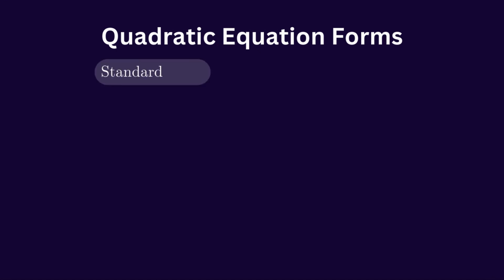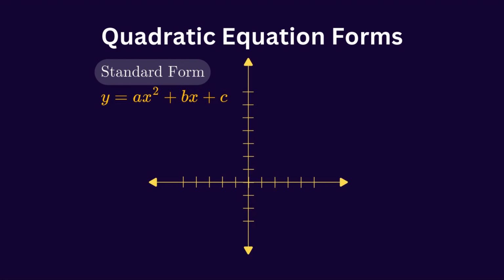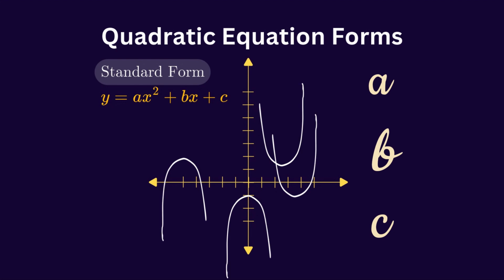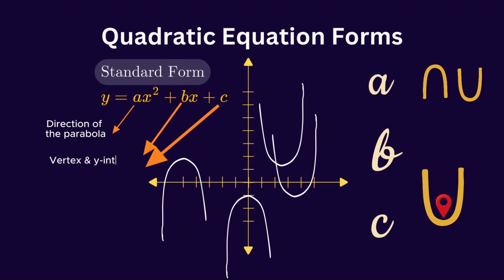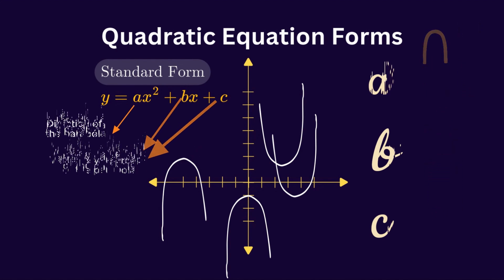The standard quadratic form is y equals ax squared plus bx plus c. It defines the parabolic curve. The coefficients a, b, and c are the direct determinants of its graphical representation. a establishes the direction and the magnitude, while b and c dictate the vertex and the y-intercept positioning. This precise visual correlation reinforces the equation's inherent structure, yielding the visual parabola.